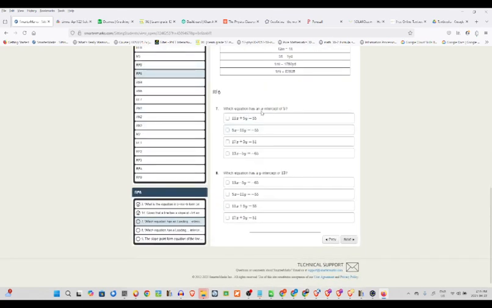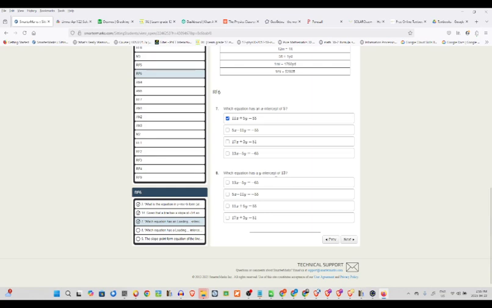So which equation has an x-intercept of 5? When y equals 0, x has to be 5. A seems to fit that pattern. In B, it would be -11. C, y equals 0, x is going to be 3. And D, x would be -5. Now the y-intercept of 13. You'll notice now these are the same 4 equations rearranged. Just a different order for the same 4.